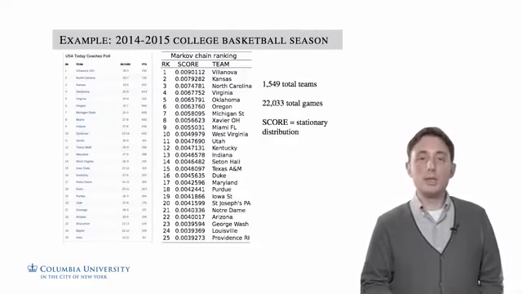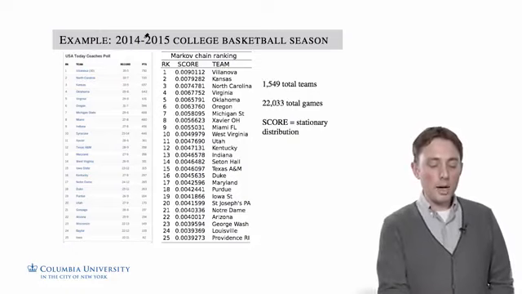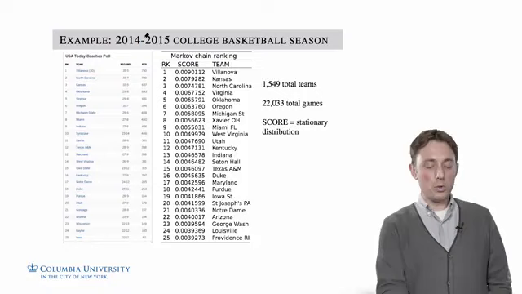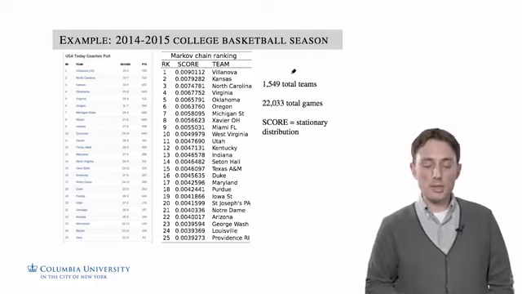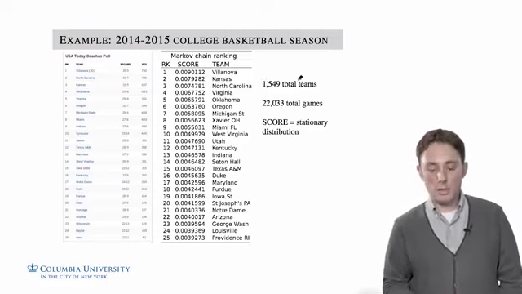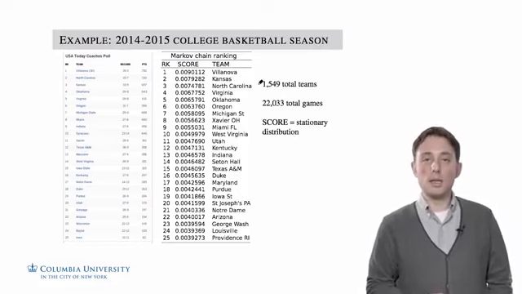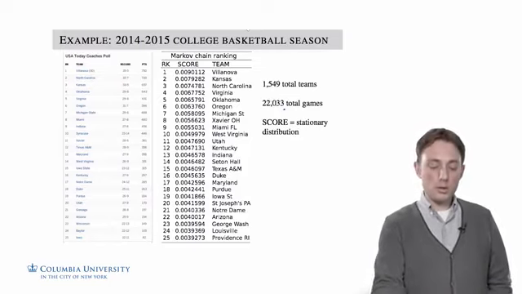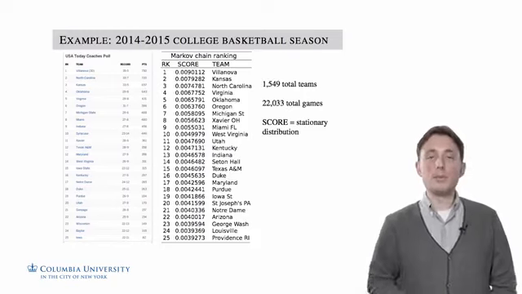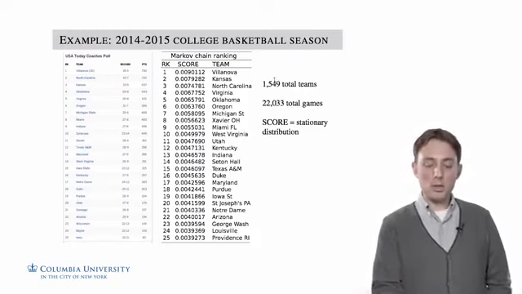So to give you an example of this on real data, what we have here are all of the college basketball games from the 2014 to 2015 season. In total, there were 1,549 teams. I'm assuming that this is taking into consideration all divisions of basketball. So there are this many different college basketball teams in the data set. In total, there were 22,033 different games that were played between two teams throughout the entire season. So this is the scale of college basketball.